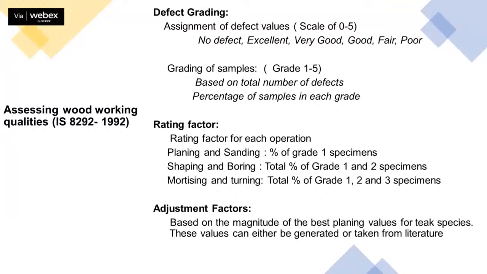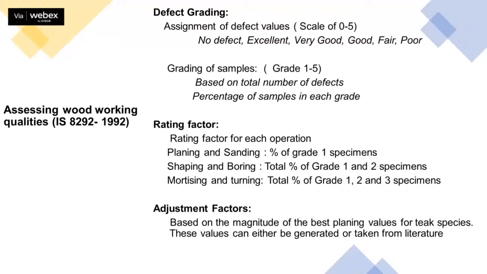There is an Indian standard that suggests how to assess the woodworking qualities, because if there is no standard procedure, then describing a species for suitability can be subjective. So in order to rule out those differences, BIS has specified certain criteria on how to assess the working qualities of any particular species, and based on that working quality, how to recommend them for different end applications.